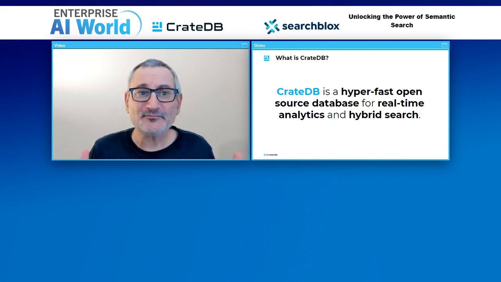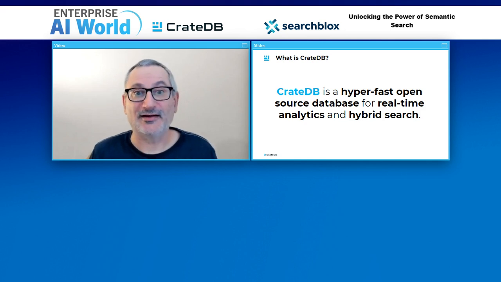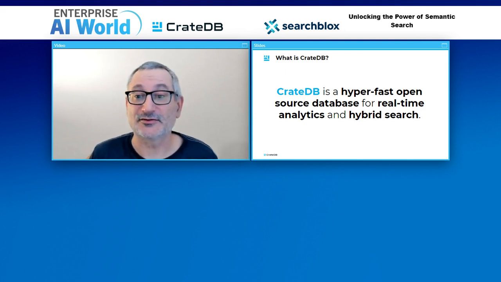So what is CrateDB and how can it help with this? CrateDB is a database. It's a distributed database that understands SQL, and it stores all sorts of different types of data in one place. So we say it's a hyperfast open source database for real-time analytics and hybrid search. So today we're going to focus on the search aspect of that.